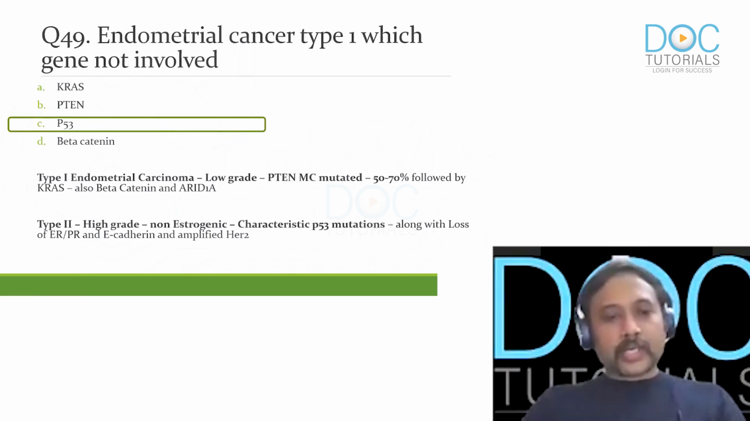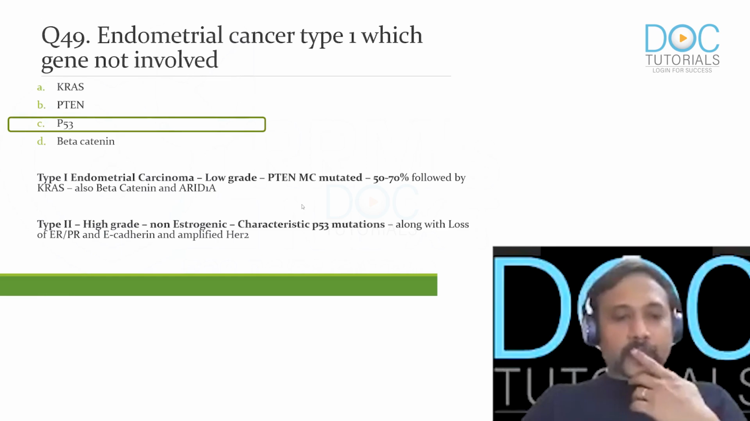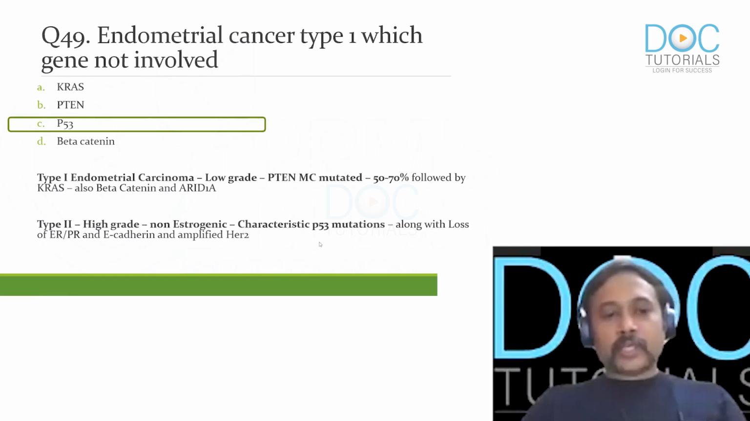Type 2 is a high-grade carcinoma, which is usually not related to hormone exposure. And this one has the characteristic P53 mutation. Along with that, you will also find amplification of HER2 and loss of ER, PR and loss of E-cadherin as well. These are the characteristic features of the high-grade type of endometrial carcinoma.